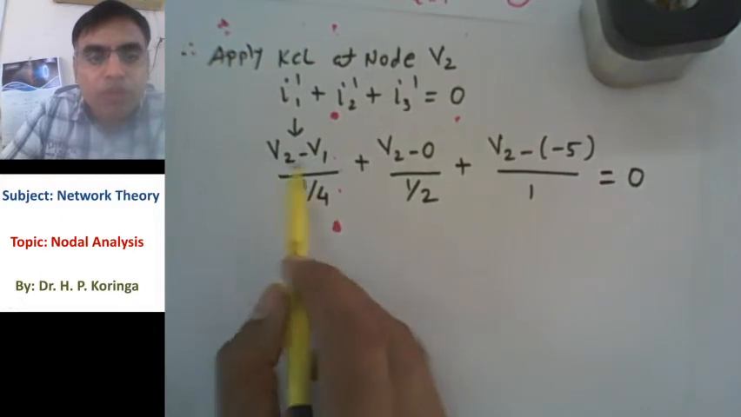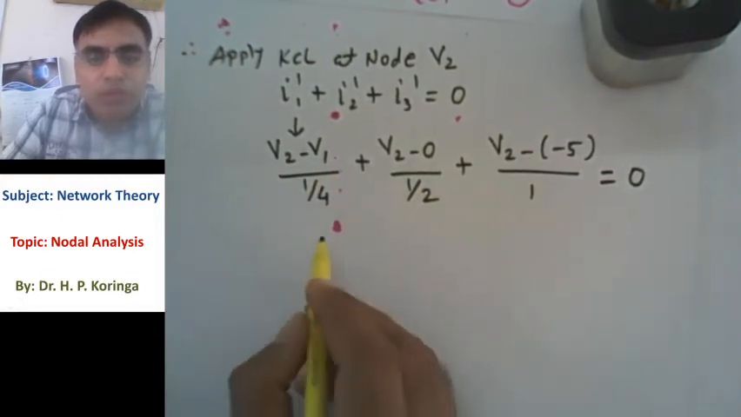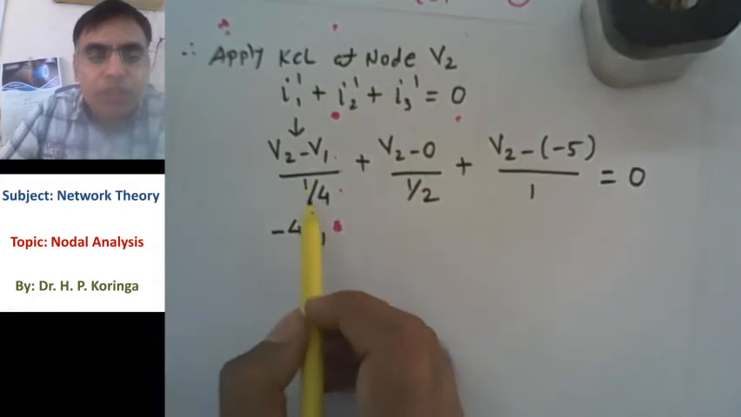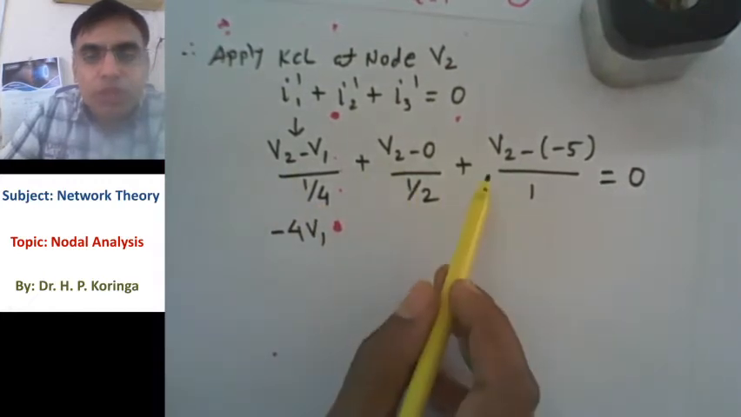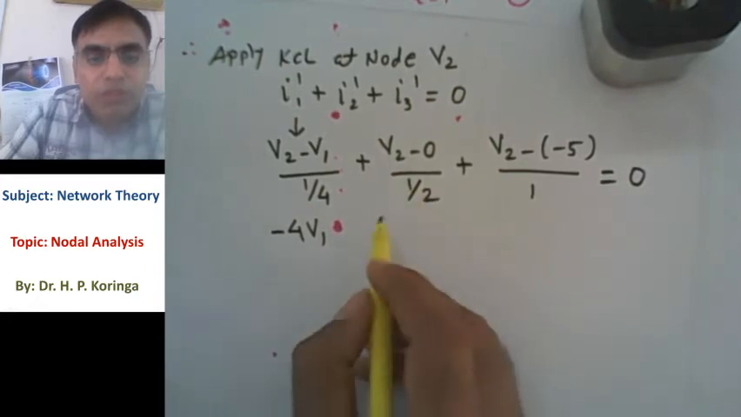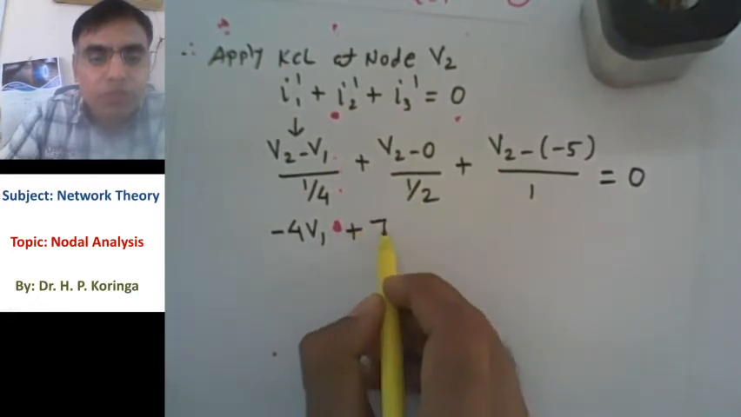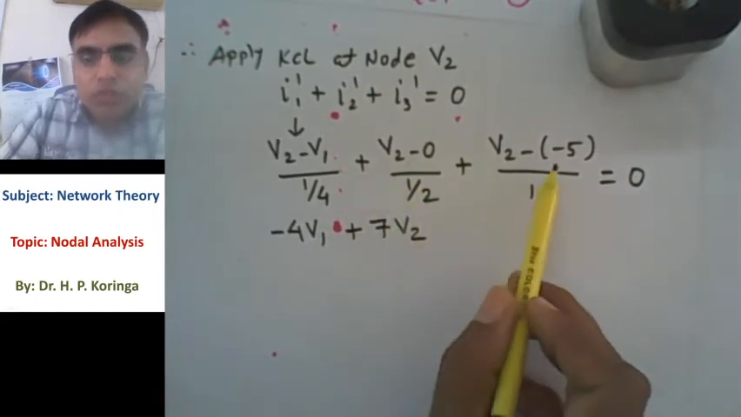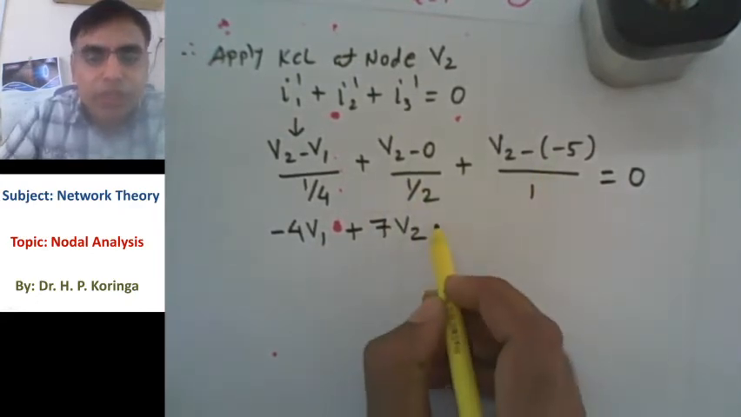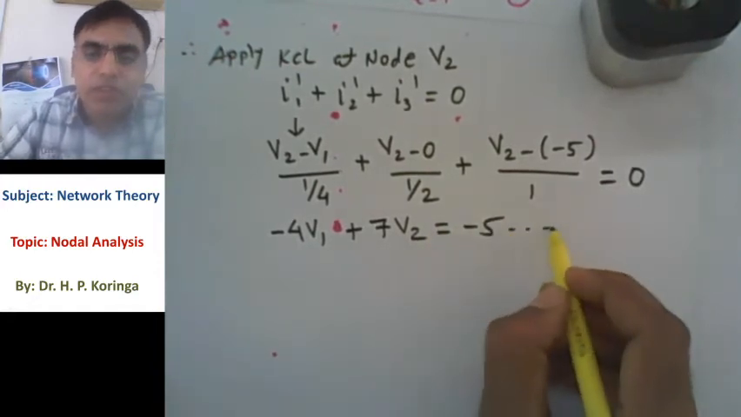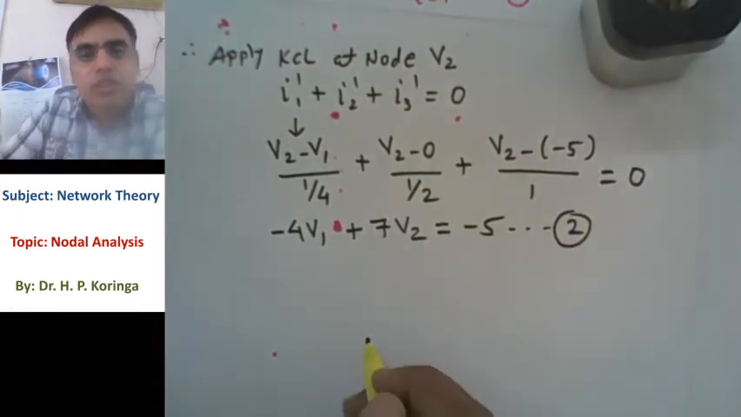So it is 4V2 minus 4V1. The total of V1 is minus 4V1. For V2, it is 4V2, 2V2 and 1 times V2, so 4 plus 2 plus 1, 7 times V2. Now about the constants. Here there is the plus 5, so if we take it to the right hand side, it is a minus. So this is our equation 2.